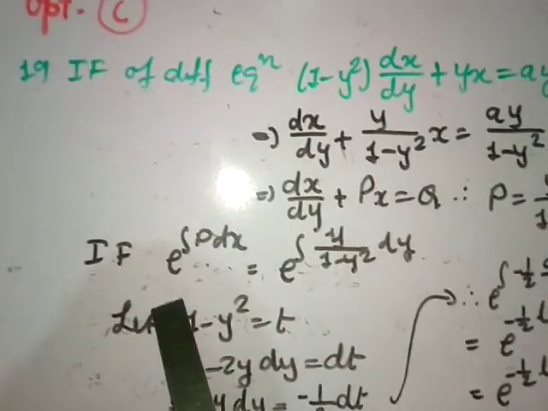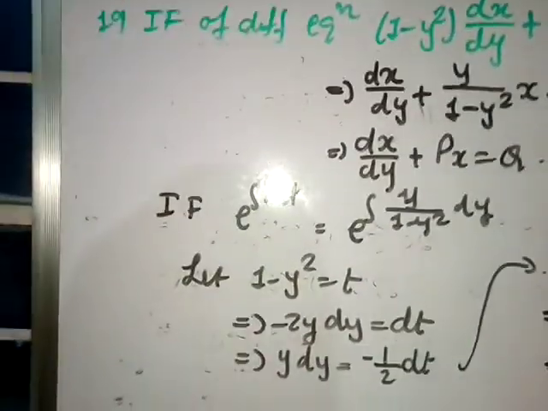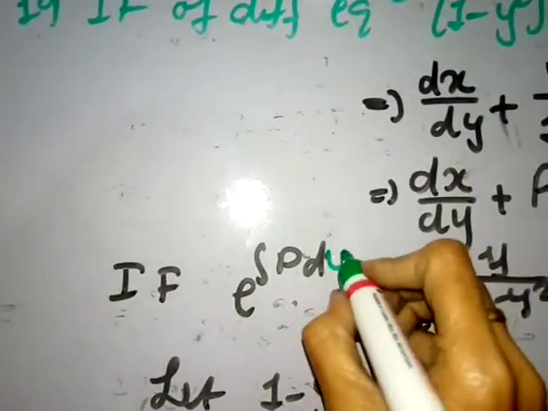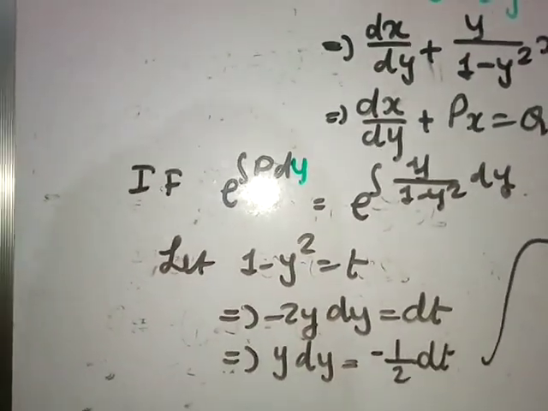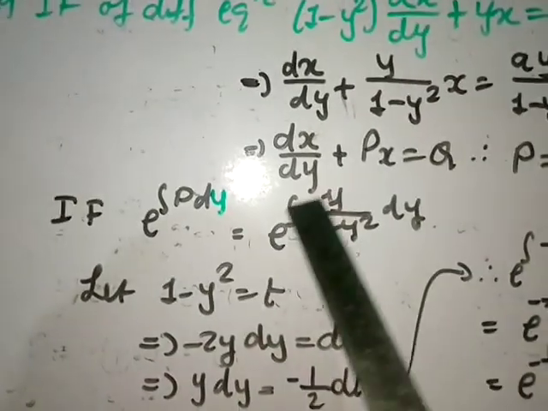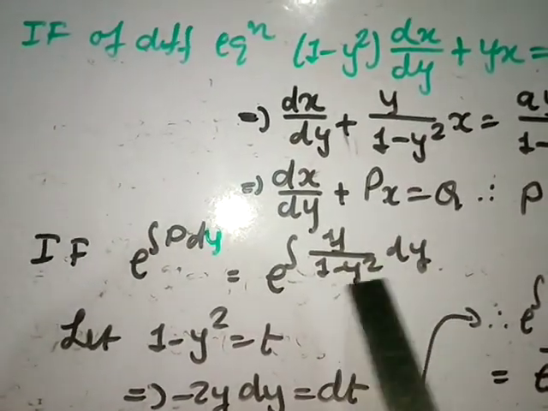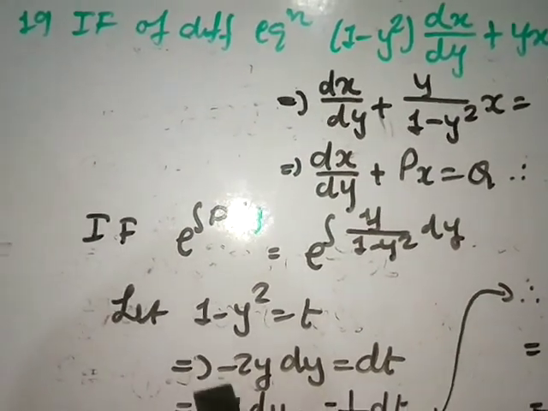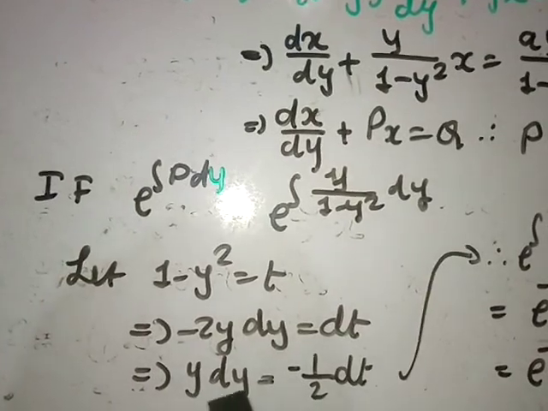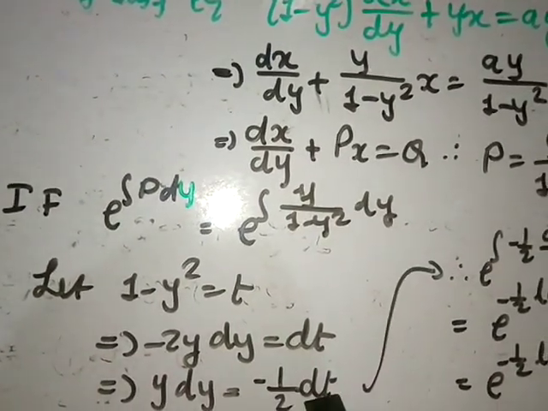So the integrating factor is e^(∫P dy). It should be dy, not dx, because this is the second kind, not the first kind. Put the value of P, that is ∫y/(1 - y^2) dy. This integral we take by substitution. Take the denominator as t. Differentiate, so -2y dy = dt. Transfer the -2, so y dy = -1/2 dt, and this is t.